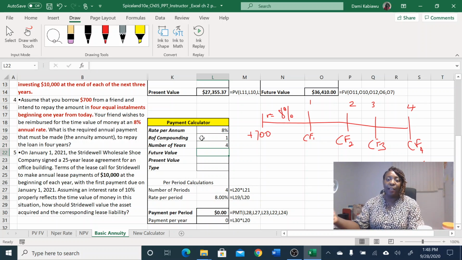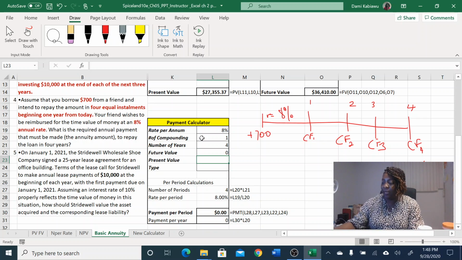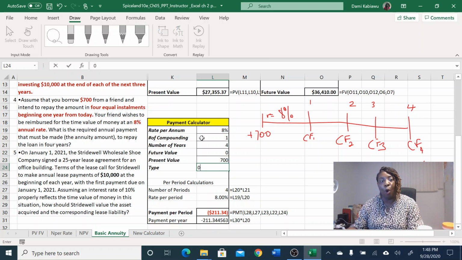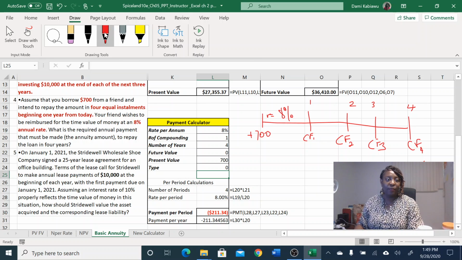The future value of this transaction is 0. The present value is 700. Type is 0 or omitted. And this tells us that at a rate of 8%, you can pay off this bill at $211.34 every single year. That payment is equal to the $700 plus 8% interest over that time period.